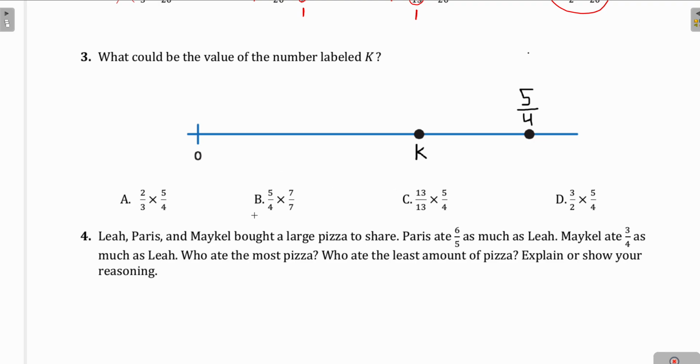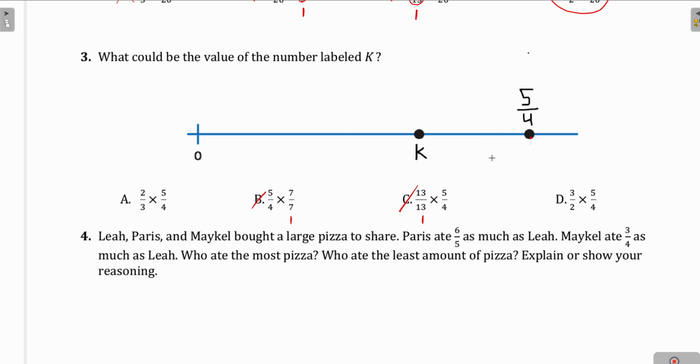Here we have 5/4 of 7/7. Well, 7/7 is one whole. 5/4 times 1 is itself, and so that's not point K. This is 0.54, so it's not this one. Again, we have 13 out of 13 times 5/4. This is also one whole, which is equivalent to 5/4, so that's also the same point over here. So it's not this one.